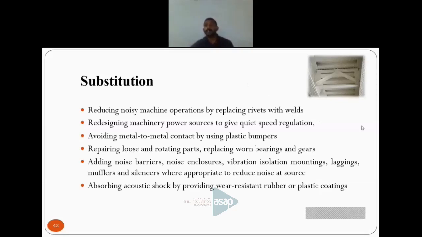And another way is metal to metal contact. We could use plastic bumpers so that metal to metal contact can be avoided, and the sound will be reduced. And adding noise barriers, noise enclosures, vibration isolation, mounting, lagging. These are some other methods by which we can reduce the noise. And this is the way of substitution.